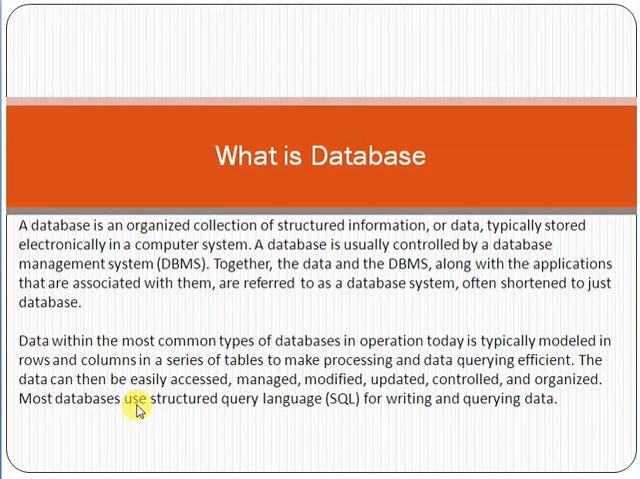So let's start. What is a database? Friend, if you just see the term database, it clearly shows that it pertains to data. What is the difference between data and information? Data means raw data. Information means specific information which you are extracting from the data. So a database is an organized collection of structured information or data, typically stored electronically in a computer system.